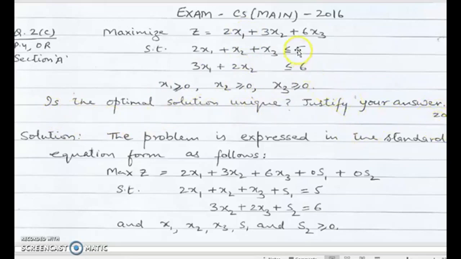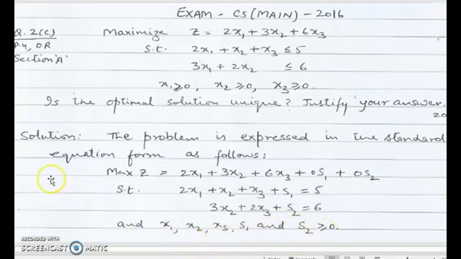Now we can see that this question can be solved by the simplex method, so we need to write it in the standard equation form, where we make the constraints equal to sign after adding slack variables. S1, S2 are the slack variables. So we write the objective function: maximize Z is equal to 2x1 plus 3x2 plus 6x3 plus 0s1 plus 0s2, subject to the constraints 2x1 plus x2 plus x3 plus s1 is equal to 5. Similarly, we can write the second one, and all the variables are greater than or equal to 0.